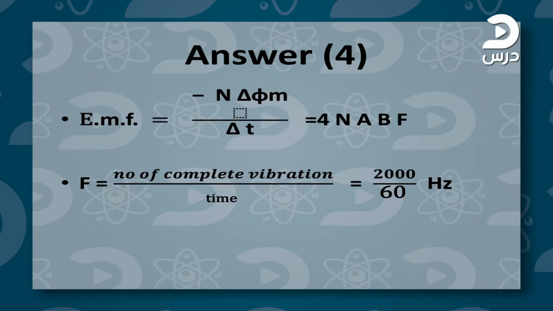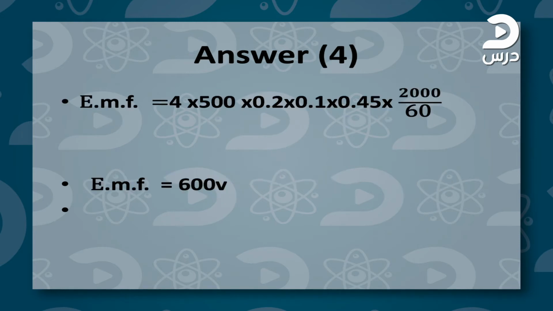So the answer: EMF equals negative N delta phi M over delta T, or 4 N A B f. I can get the frequency, the number of complete vibrations per time. So 2000 divided by 60 hertz. So EMF equals 4 multiplied by 500 multiplied by 20 divided by 100, which is 0.2, multiplied by 10 divided by 100, which is 0.1, multiplied by 0.45, and the frequency 2000 divided by 60. So EMF equals 600 volt.